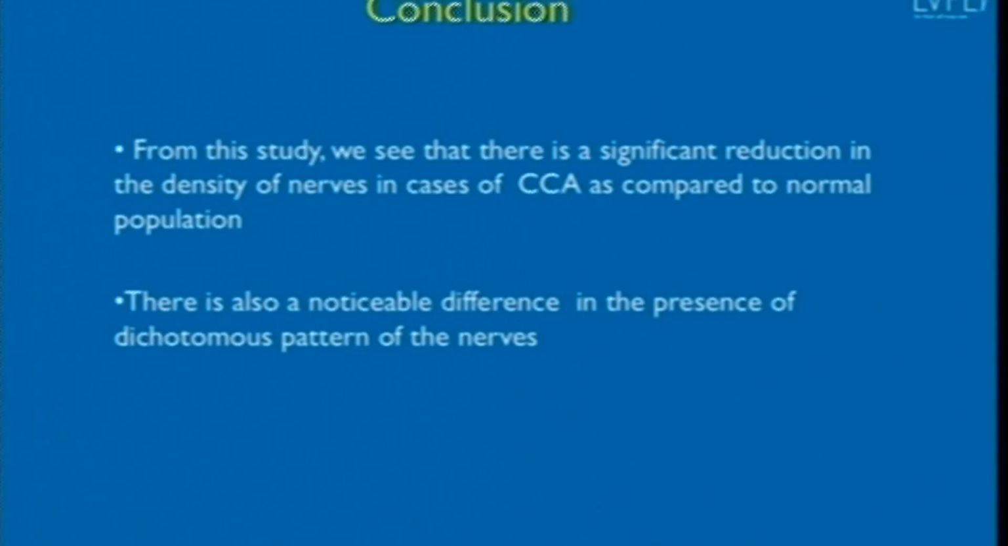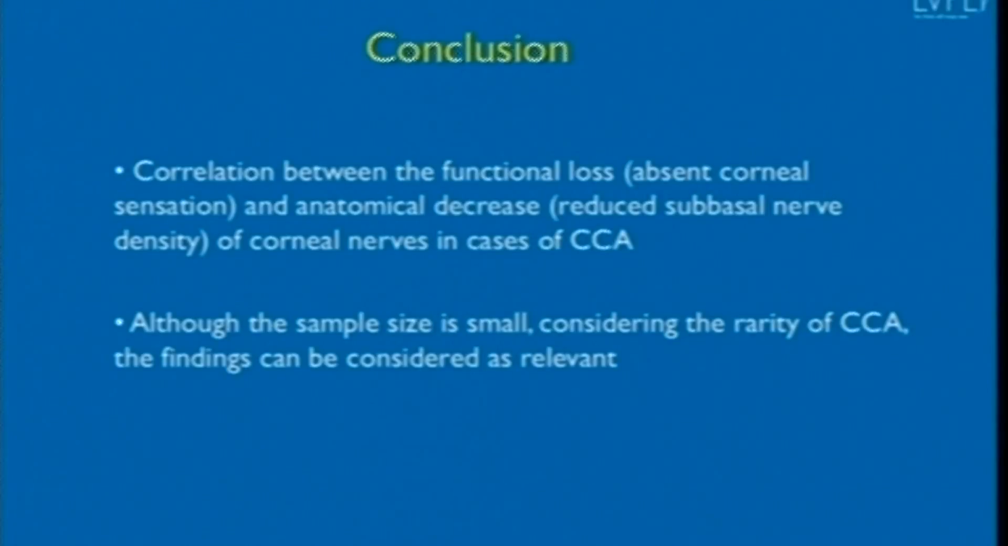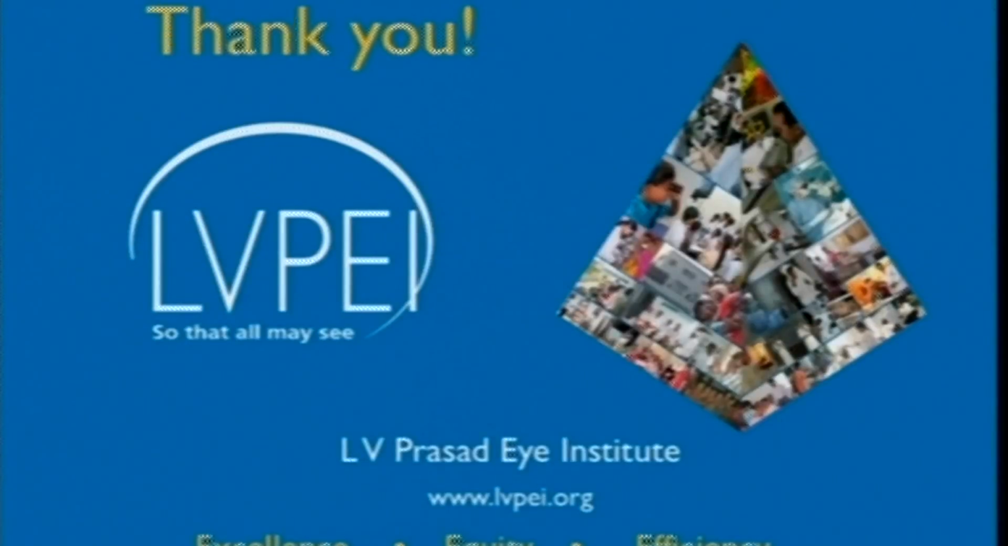There is also a noticeable difference in the presence of dichotomous pattern of the nerves. Therefore, there is a correlation between the functional loss, that is the absent corneal sensation, and the anatomical decrease, that is the reduced subbasal nerve density of corneal nerves in cases of congenital corneal anesthesia. And although the sample size was small, considering the rarity of the disease, these findings can be considered as relevant. Thank you.